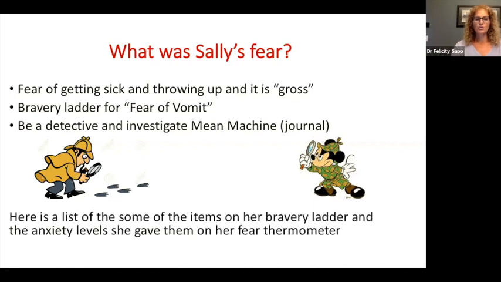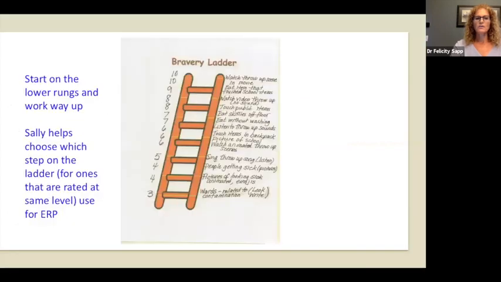So I'm just going to show you a list of some of the items on her bravery ladder and the anxiety level she gave them. You can see down at the bottom are the ones she rated lower, up at the middle are the moderate, and then up at the top are the hardest ones. When we started ERP, we started down on the lower rungs and had her work her way up. And one of the things that I like to do, so that you're collaborating with the child, is when there are items rated about the same, to have her choose which one we're going to address. So I want to show you a couple of her planned ERP tasks.